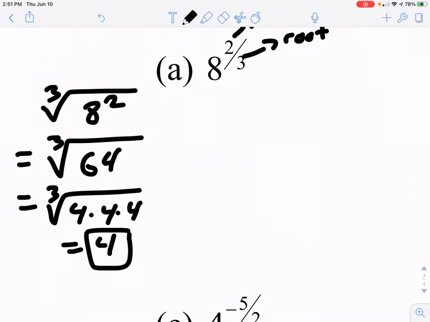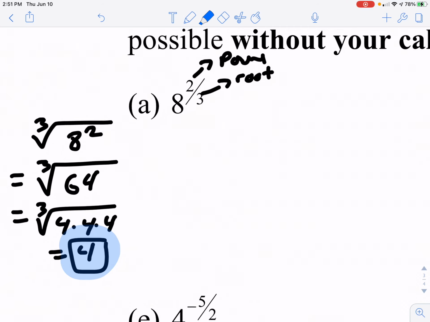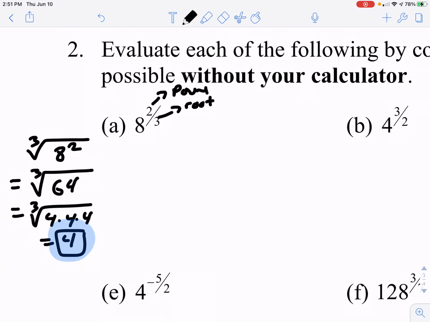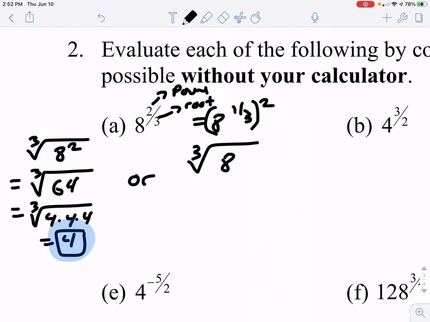Now, that's not the only way we could have done it. Some of you might find it a bit easier to do it this way. Break up 8 to the 2 thirds into 8 to the 1 third raised to the second power. Because remember, 1 third times 2 is 2 thirds. So if we do that, maybe the cube root of 8 is easier to evaluate than the cube root of, let's say, 64. Well, the cube root of 8 is, right here, 2.